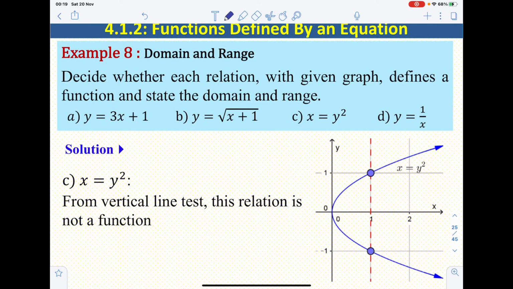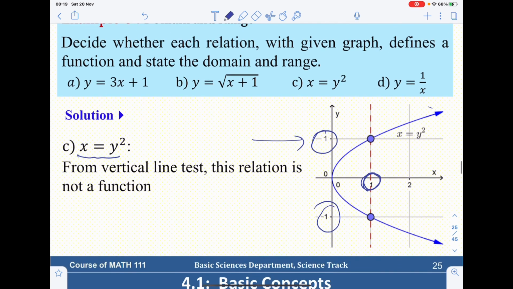Okay, the equation x equals y squared, and when we draw it, it would be something like this. We can see that one point of x corresponds to two points of y, so it is not a function. Okay, let's see what the domain is. The domain, which is the x values, starts at this point, which is 0, and ends at infinity.